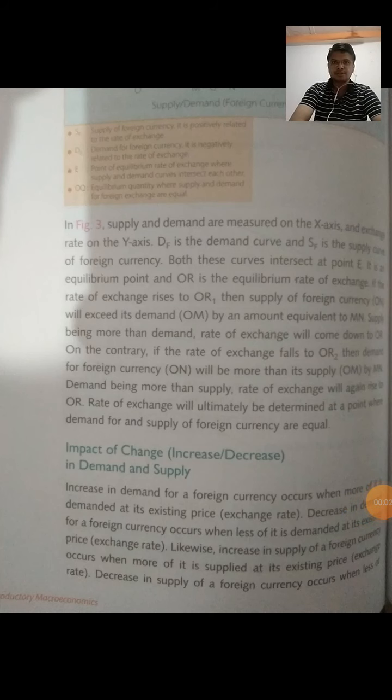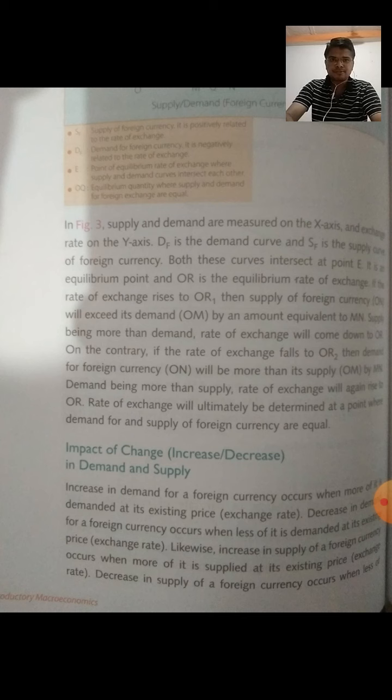Good morning, class. So, beta, we were discussing the foreign exchange rate. Till now, we have discussed many things about the foreign exchange rate, like what is foreign exchange and what is foreign exchange rate. Then we have discussed different types of rate: flexible exchange rate and fixed exchange rate.